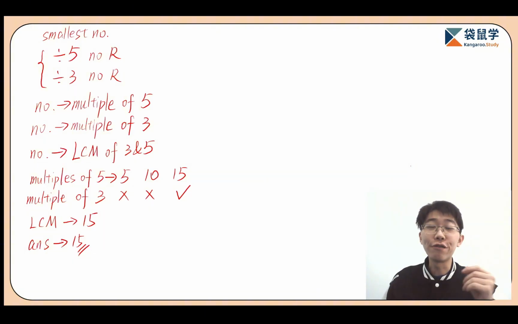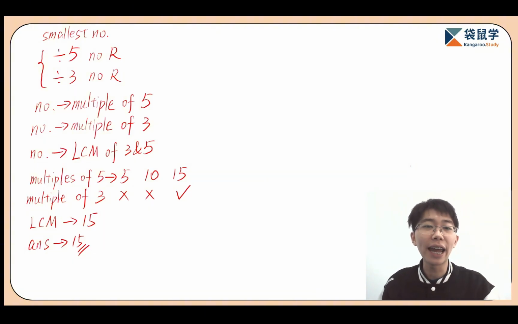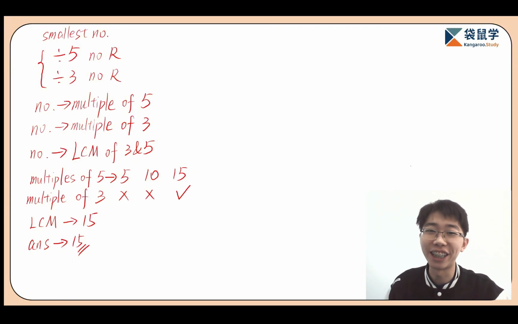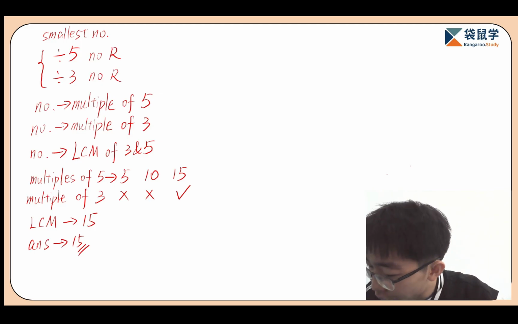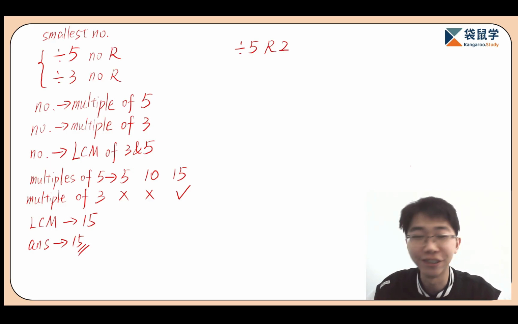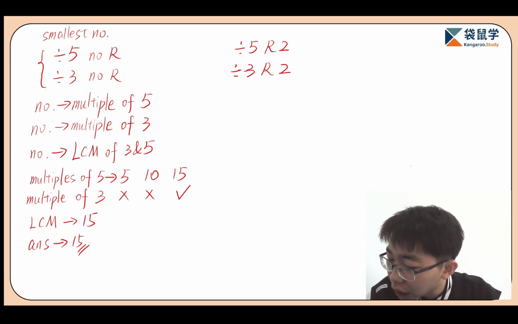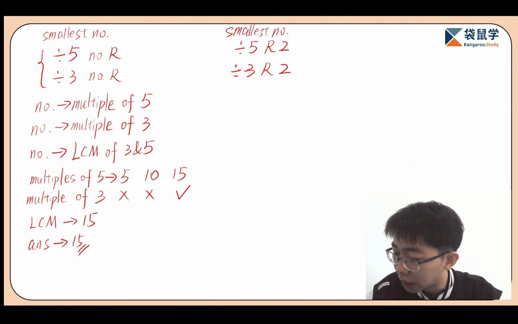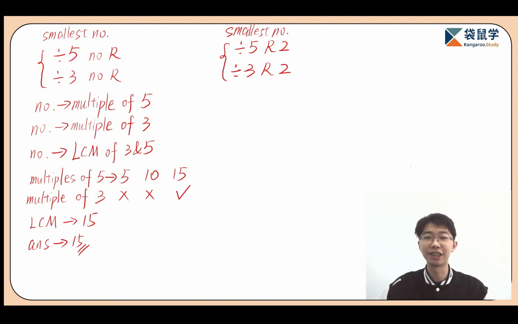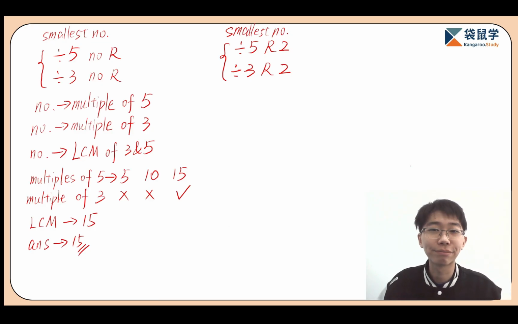Alright, now if you understand this, let's take a look at a more challenging question. This time, the number, when it is divided by 5, has a remainder of 2. When divided by 3, it also has a remainder of 2. Again, we are trying to find out the smallest number that satisfies these two conditions. How can we find this out?